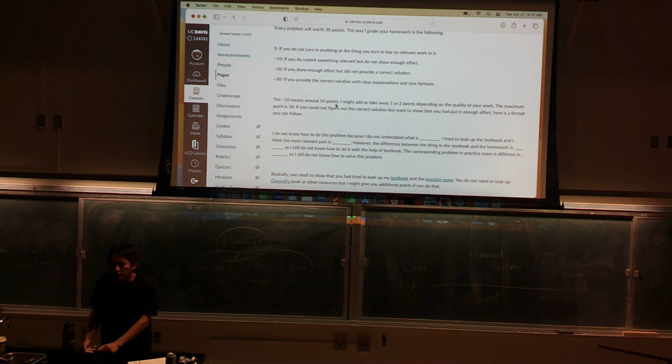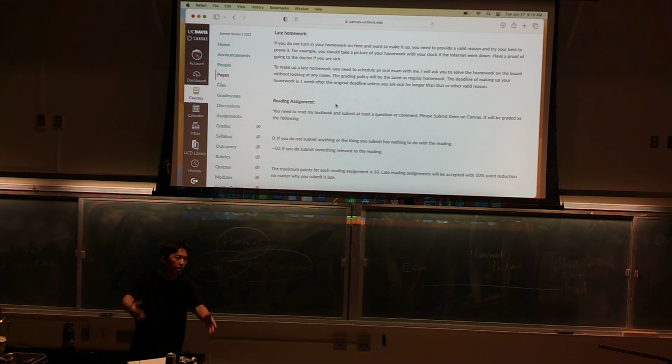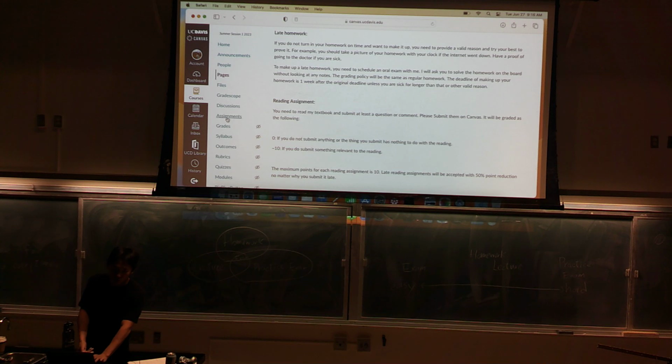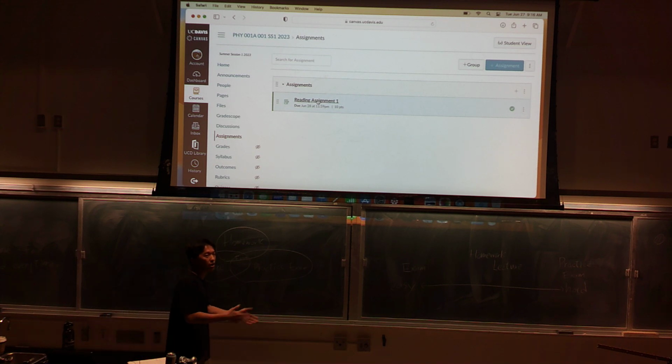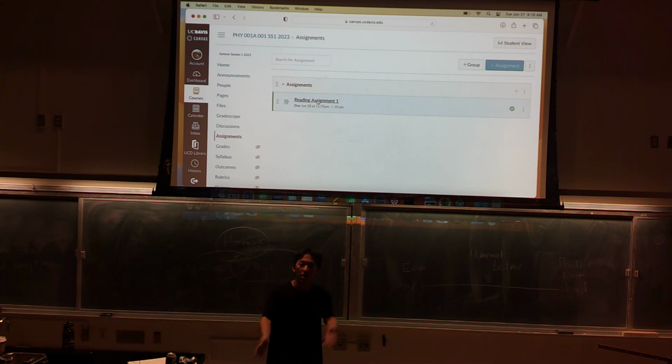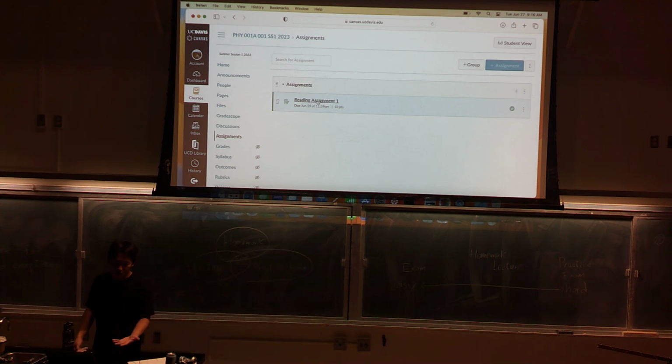There's also going to be a reading assignment. I will assign you a range in my textbook to read, and then you need to submit a question or a comment, or that you found a typo or something like that, on Canvas. So the reading assignment is on Canvas and homework is on Gradescope. The reading assignment is 10 points each, and if you have something, it's 10 points. If you turn in a smile, it's 0 points because a smile is not relevant to the reading.